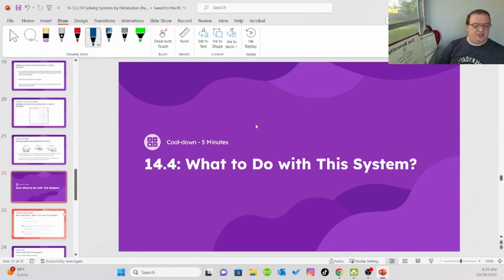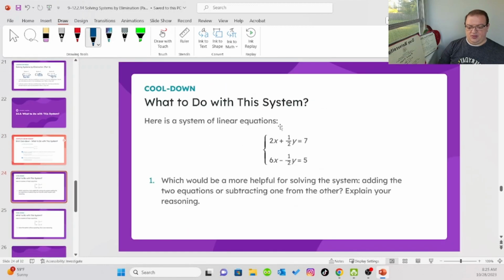Our cooldown is 14.4, What to do with this system? Here is a system of linear equations. Which would be a more helpful solution for solving the system? Adding the two equations or subtracting one from the other? Explain your reasoning.